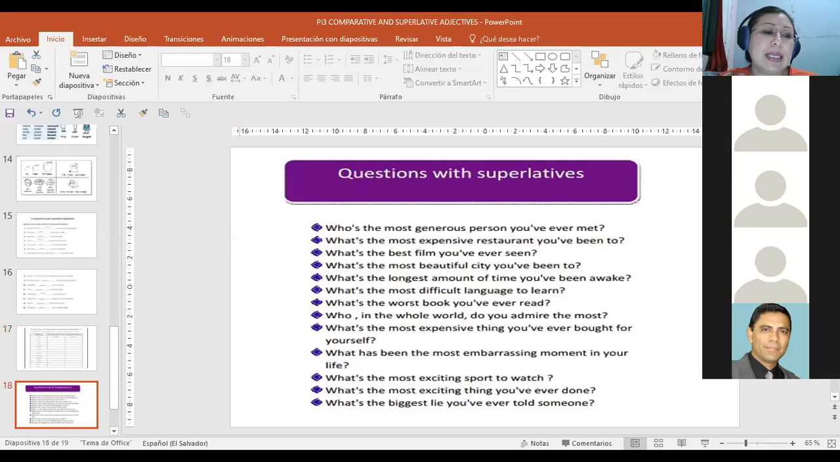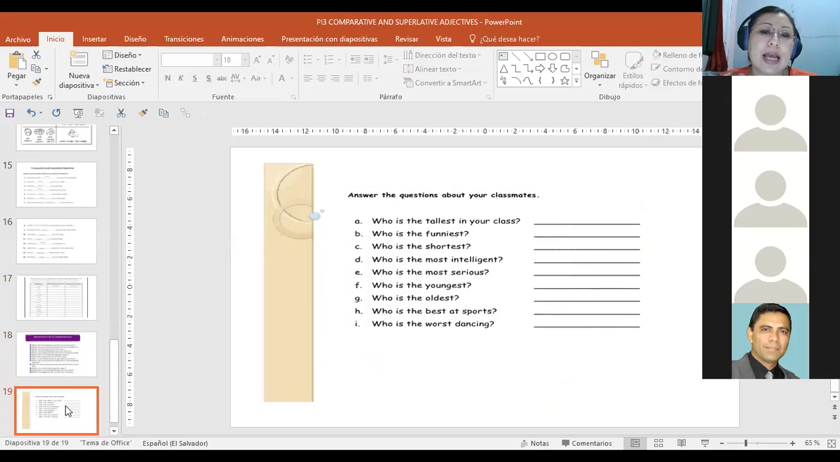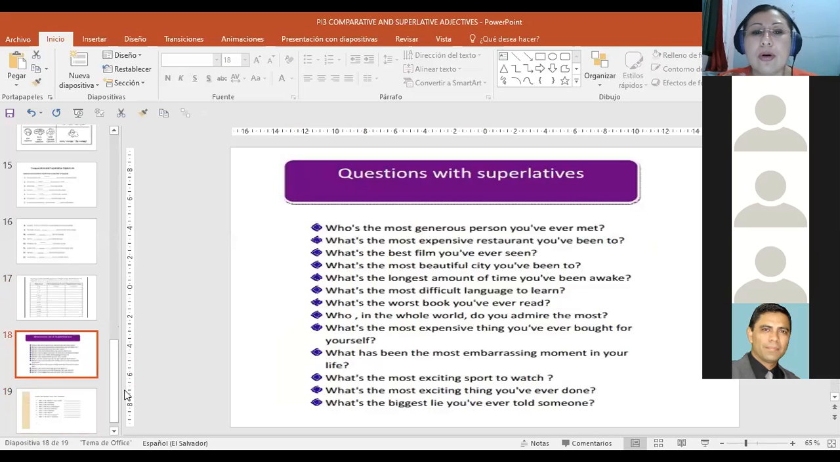We still have some pendings. For example, here I have some questions that you can ask. Who's the most generous person you ever met? What's the most expensive restaurant you've ever been to? What's the best film you've ever seen? What's the most beautiful city you've been to? What's the longest amount of time you've been awake? What's the most difficult? Vean, este difficult también puede contarse que solo son tres, pero se usa most.